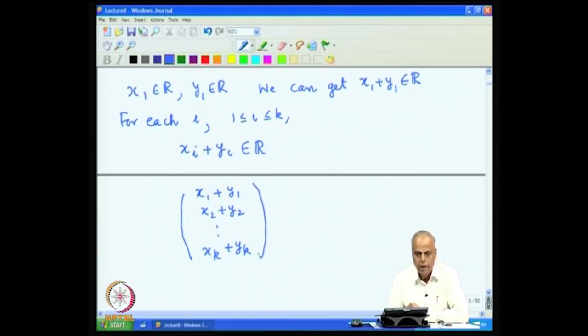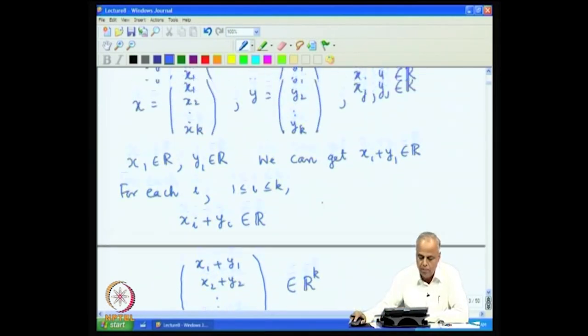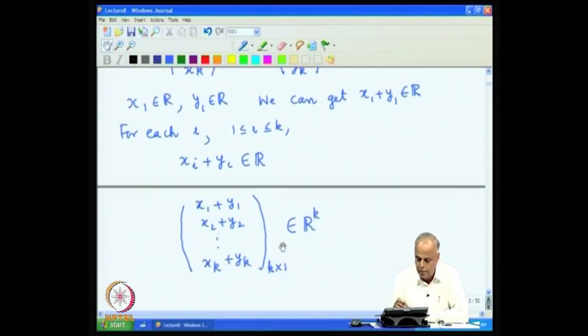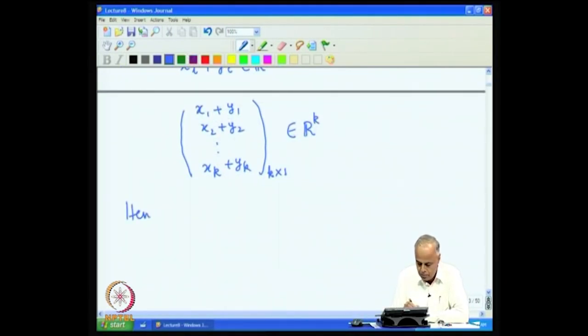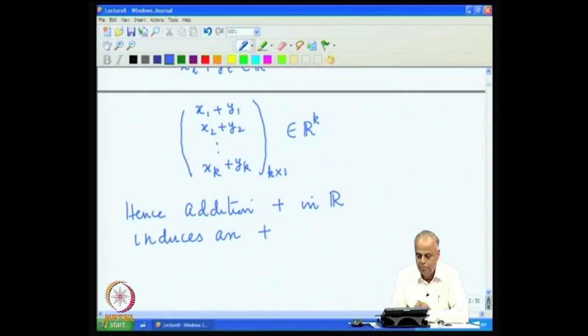Now we form a column matrix whose entries are these sums. Since this is a column matrix with k rows and one column and all the entries are real numbers, this is an element of Rk. So, starting from two elements in Rk, we have generated a new element in Rk using the addition operation in R. And therefore, we have a new addition in Rk induced by the addition in R. So, hence, addition, which is plus in R, induces an addition, which we also denote by plus, in Rk as follows.